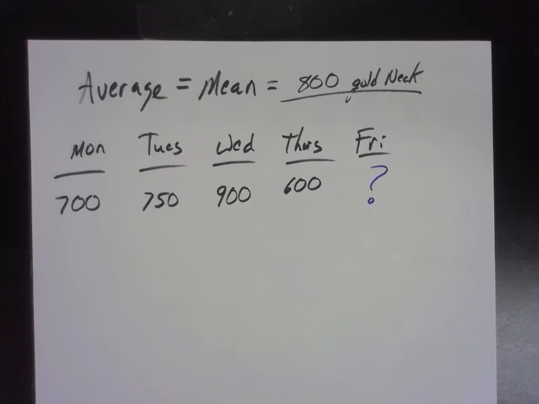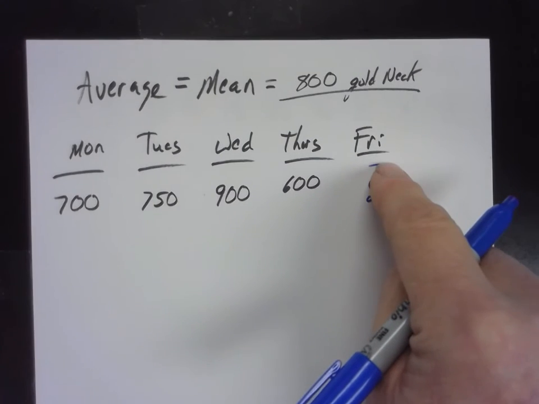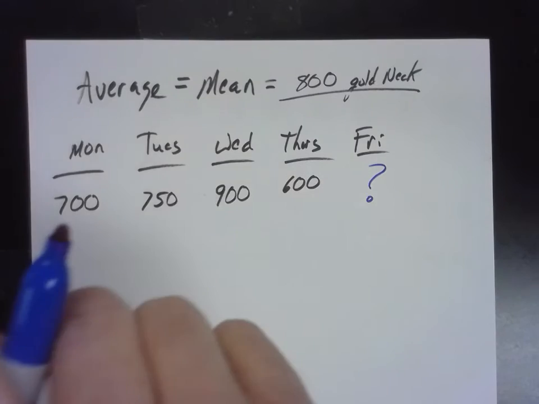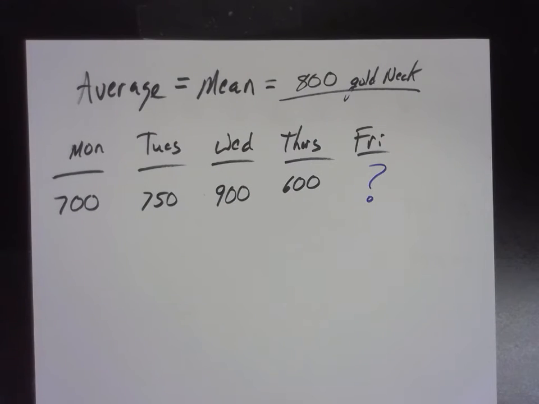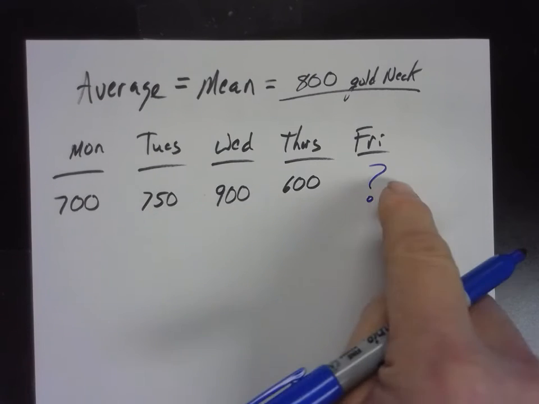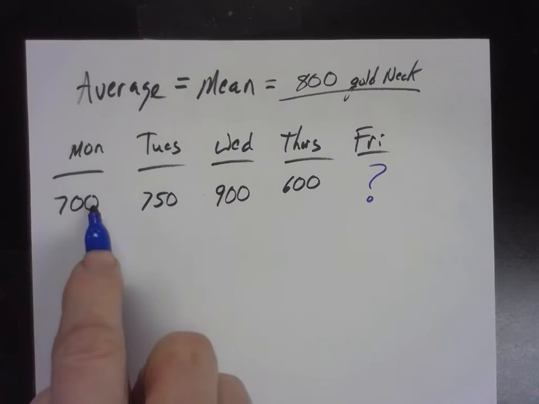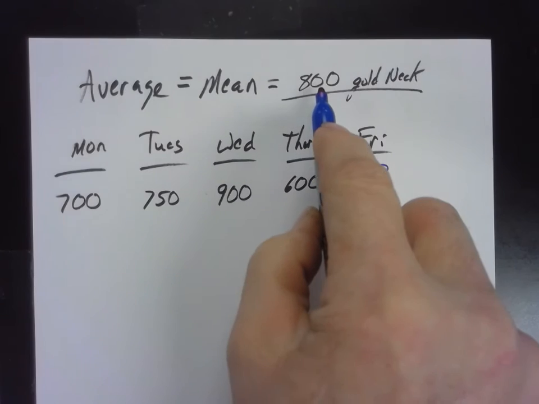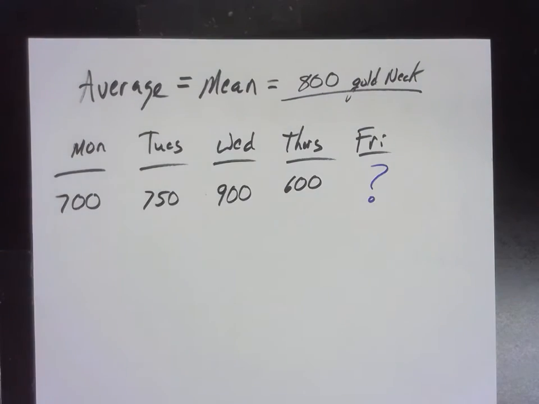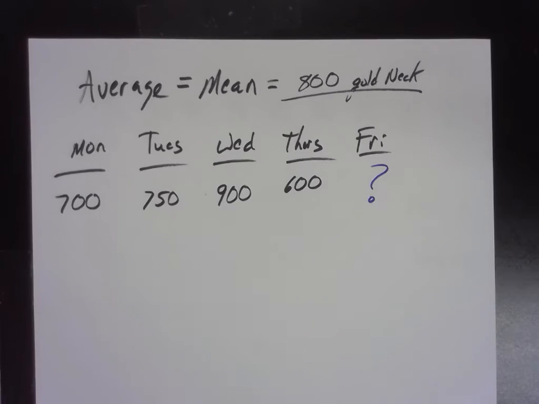Think about how you would do it if we knew how many we had on Friday. How would we find the mean? We'd add them up and divide by the number of them, right? Well, we don't know all of these, but we do know what we want the average to be. You can do this. You can know if you've got the right answer because your 5 numbers added together divided by 5 has to equal 800. You're probably going to need a calculator.